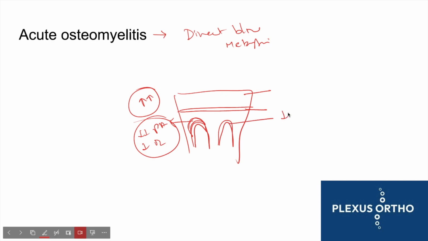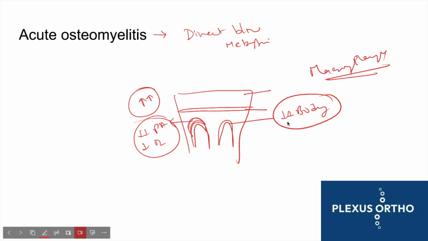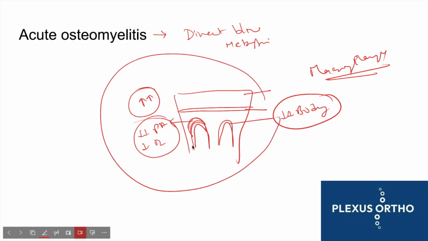There are decreased local body defenses, right? Macrophages and other white blood cells are fewer in this area, and therefore infection can happen here. So this is the reason why osteomyelitis happens, and we also discussed how the metaphyseal infection can spread into the joint and cause septic arthritis.